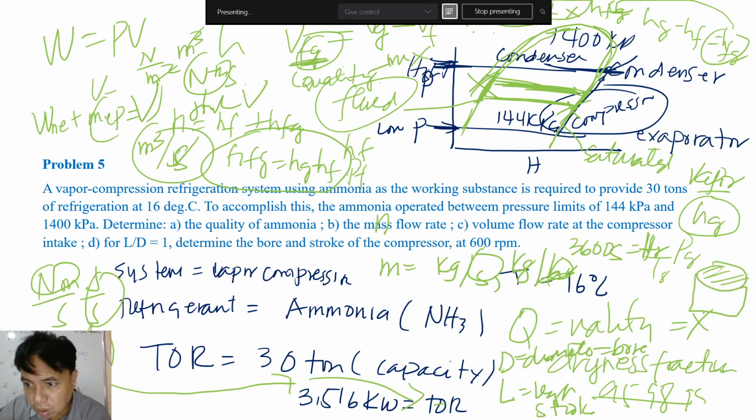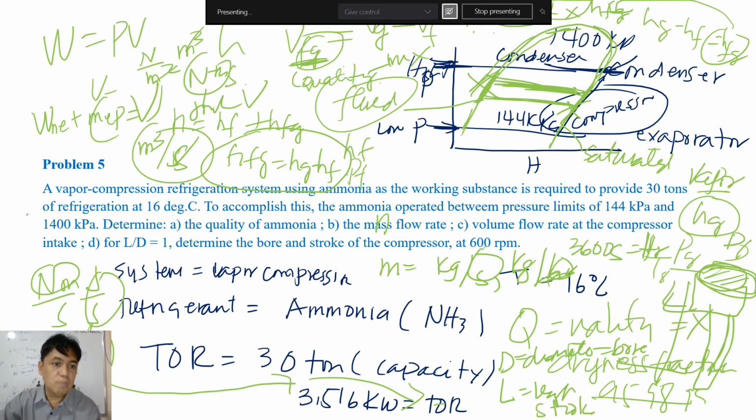Ito yung piston mo, may piston rod, may shaft. So, ano yung length? Ito. Ano yung diameter? Ito, yung bore. So, D, L. D over L, L over D, pareho. Ibig sabihin, pareho lang ang bore diameter at yung length ng stroke. L over D is 1, ibig sabihin, L is 1 times D. Kung ano yung length ng stroke mo, yun din ang diameter na sukat. So, pareho lang. If that is the case, determine the bore and stroke.